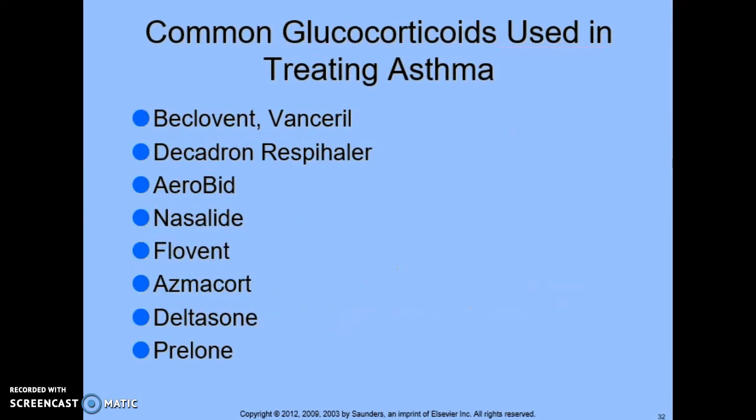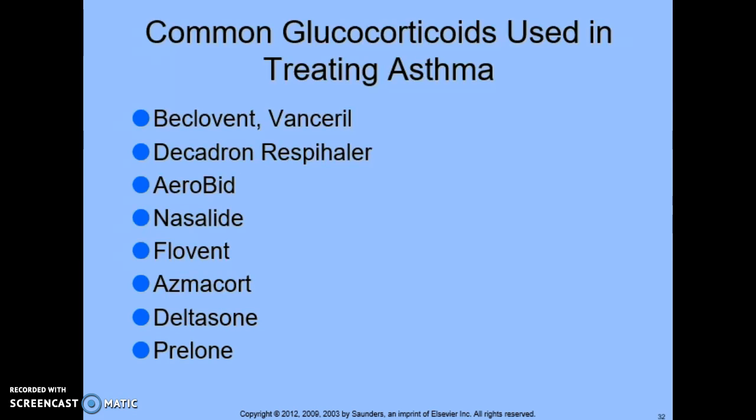Here's a list of common glucocorticoids used in treating asthma. It's important to note that prophylactic administration in chronic asthma is preferably given by inhalation, while oral use is effective in the treatment of severe asthma. Common adverse effects include oropharyngeal candidiasis, and inhaled glucocorticoids are dispensed by MDI and DPI.